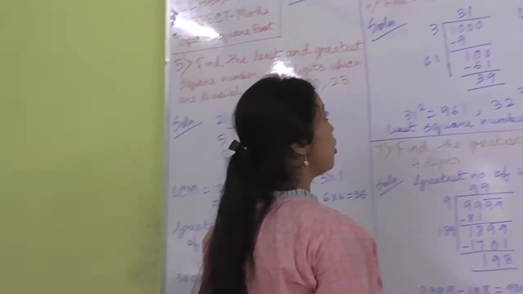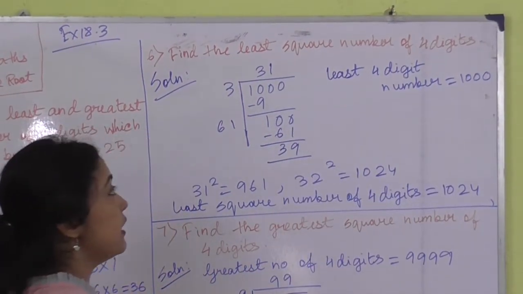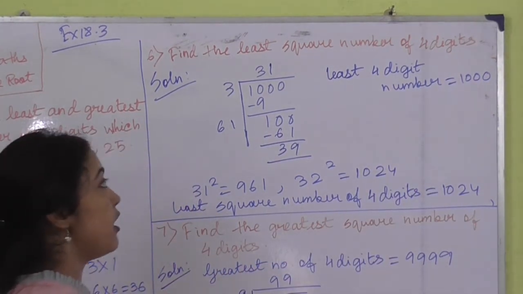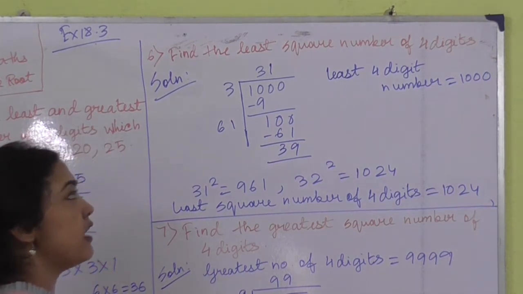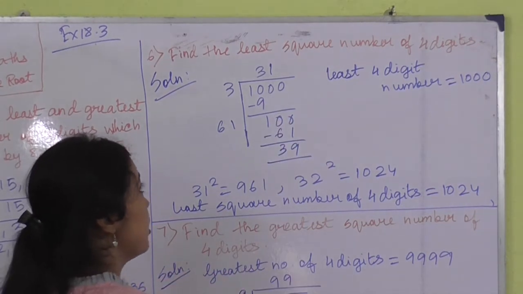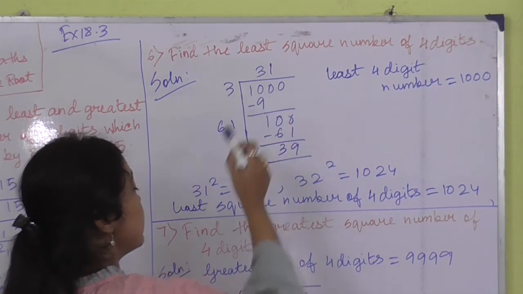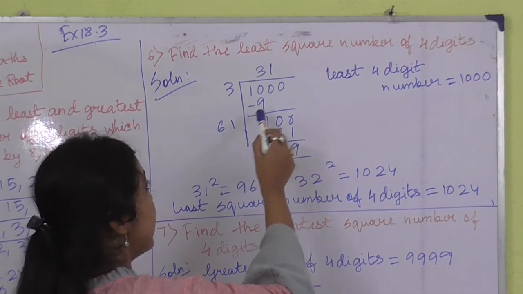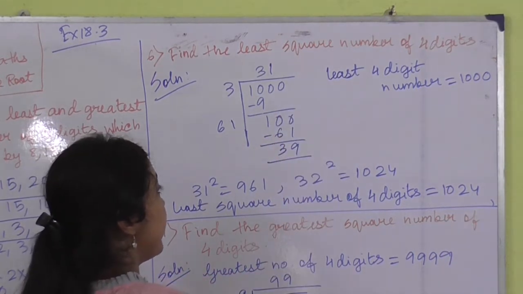Next problem, it has been told to find the least square number of 4 digits. Now the least 4 digit number is 1000. So first of all we have to find out the square root of 1000. We all know that 1000 is not a perfect square number since it consists of 3 zeros. So 3 3s is 9, which is a perfect square, and which is also less than 10. So now 3 plus 3 is 6 and 10 minus 9 is 1, and we are writing these 2 zeros over here.